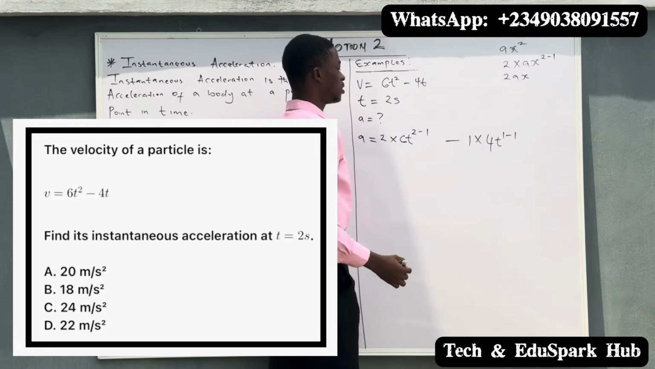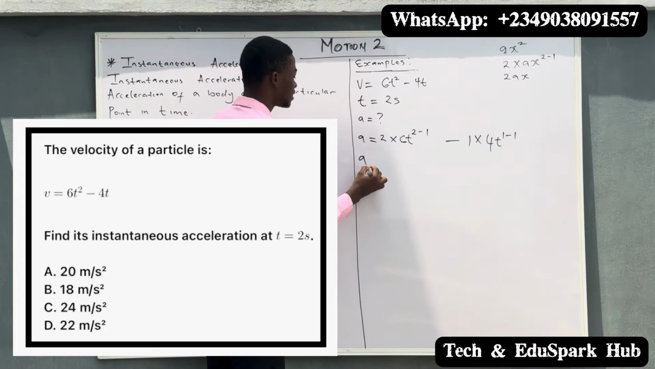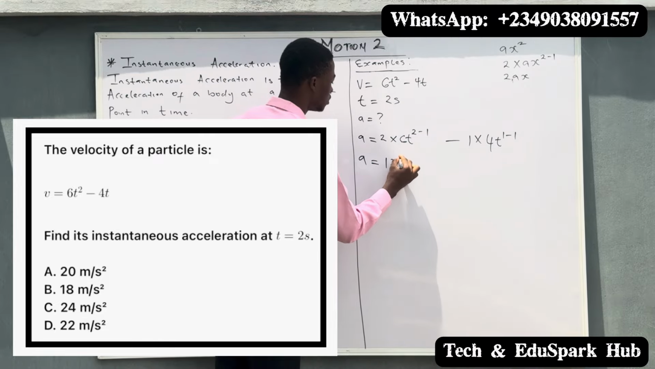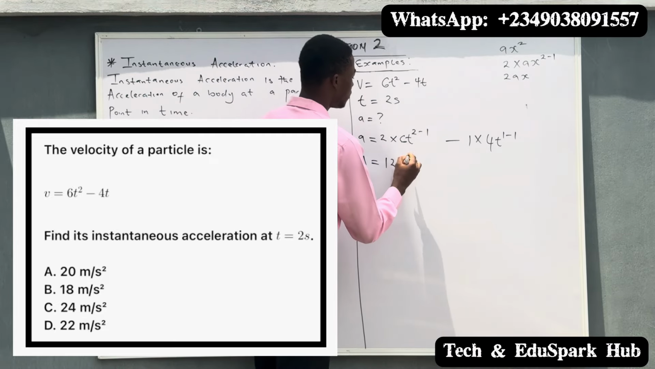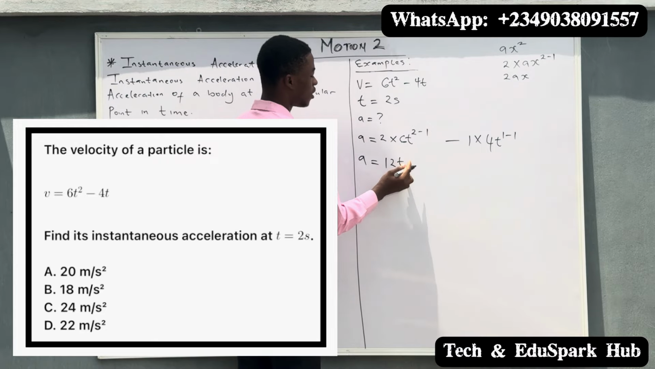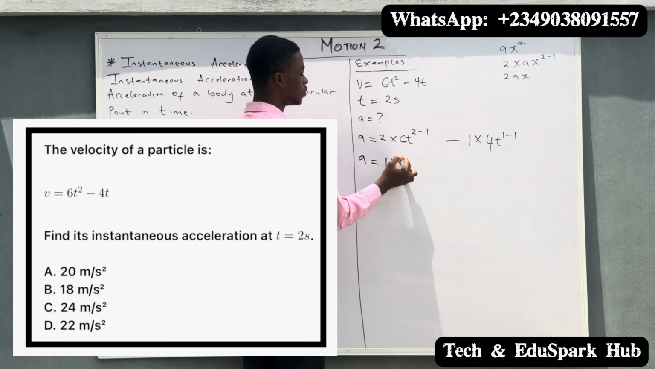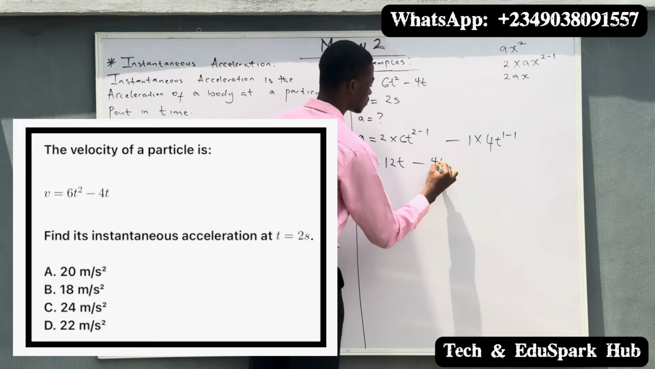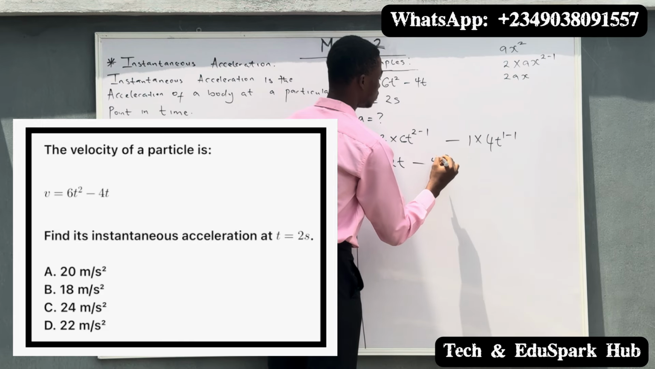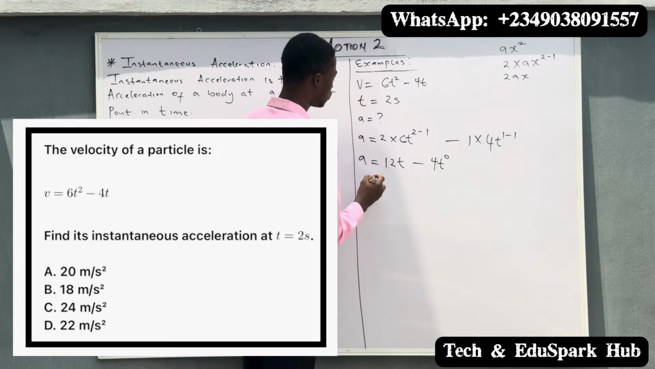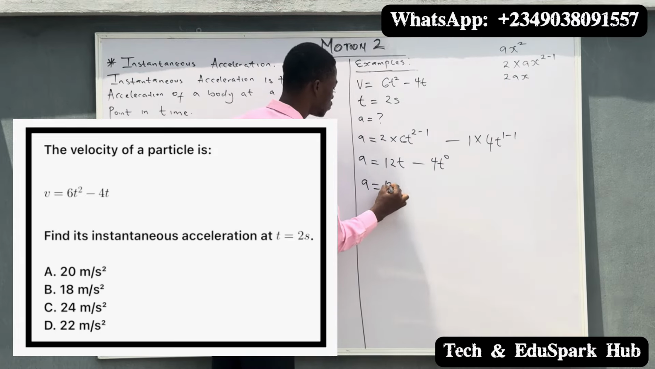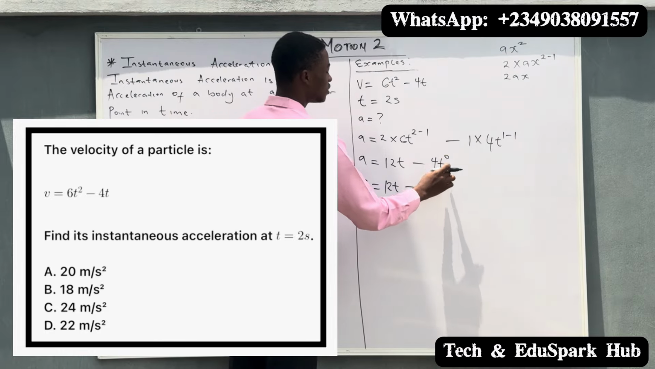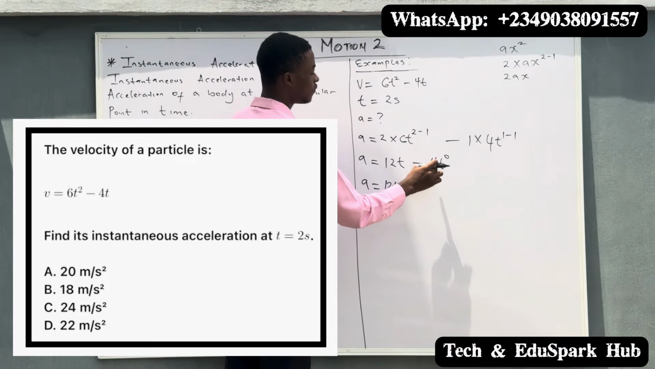So in this case, we have our instantaneous acceleration given as, 2 multiplied by 6 will give us what? 12t. So we have 12t and 2 minus 1 will give us what? So we are just going to have 1. And anything raised to power 1 is that thing, so we are not going to put 1 here. So we have minus. So 1 multiplied by 4 will give us what? 4. And 1 minus 1 will give us what? 0. And we say anything raised to power 0 is 1. So we have our a to be equal to 12t minus 4 times t raised to power 0. T raised to power 0, anything raised to power 0 is 1. So 4 times 1 will give us what? 4.